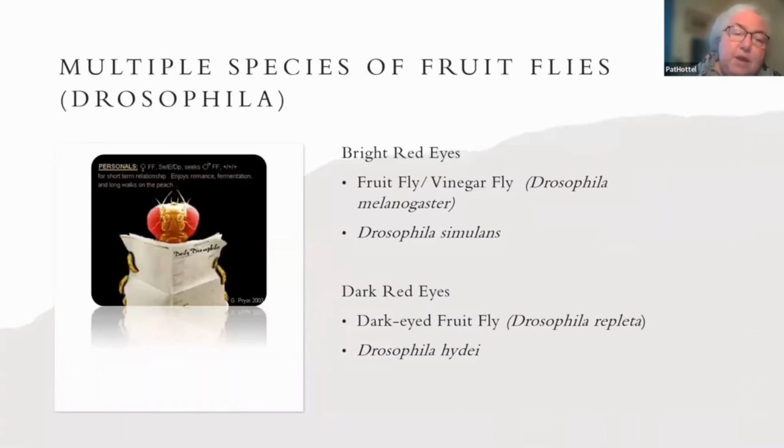So as I mentioned already, multiple species of fruit flies, and something in the range of about 170, 175 different species of Drosophila flies in North America. But we're going to focus on these as most common. So Drosophila melanogaster, the fruit fly, we often call it vinegar fly. A lot of times I'll refer to it as red-eyed fruit fly to distinguish it from the dark-eyed fruit flies that I have listed there on the slide as well.